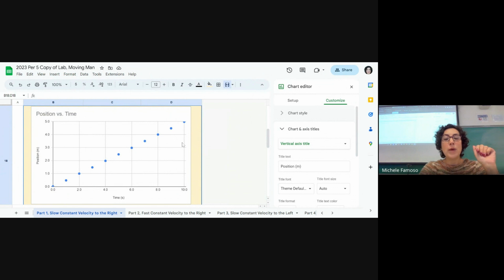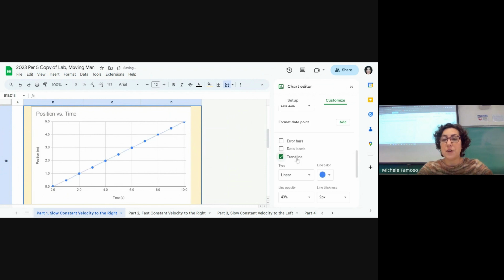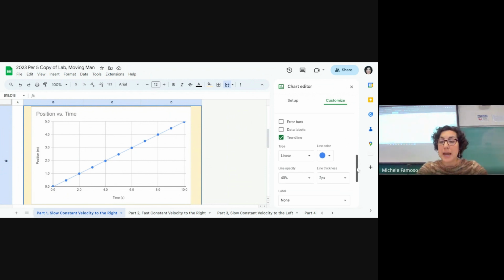Okay. Now we have to add the trend line or best fit line or curve to this graph. Do you remember where that is under this customize section? Under series. All right, so I'm collapsing the chart and axis titles menu. Expand the series menu, and we're going to do two things here. We're going to select trend line first. Does the linear fit look good to you? Yeah, so stick with linear. But now head down and under the label, click the down arrow and say use equation.